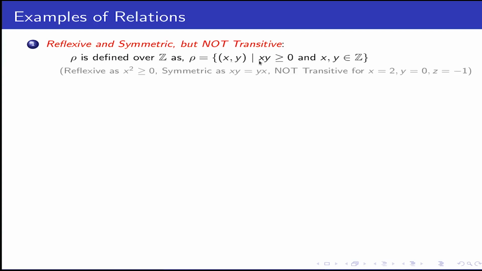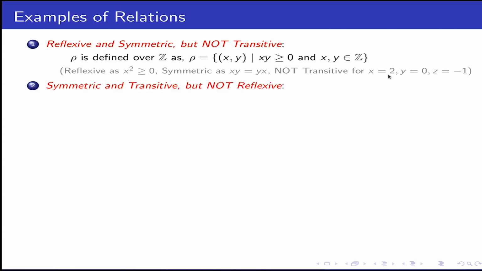Symmetric because xy will be equal to yx definitely, since it's a set of integers. But it is not transitive if you take x equal to a positive number, y equal to 0 and z equal to a negative number. Check out this one. So xy is equal to 0, which is greater than or equal to 0. yz is equal to 0, so it is also greater than or equal to 0. However, x and z product is negative. So therefore, there exists a pair where xy and yz belong to this relation, or satisfy this relation, but xz does not, so it is not transitive.